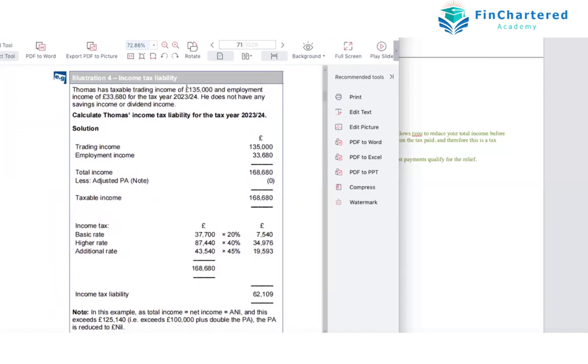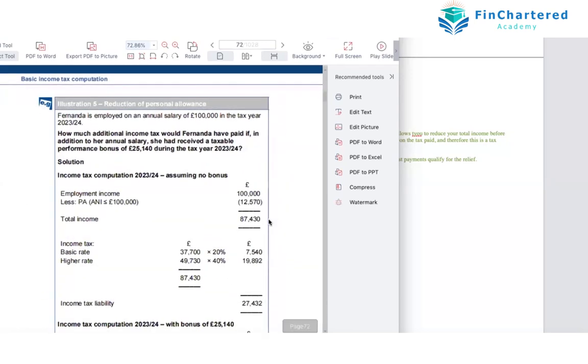Again, Thomas has a total income of 168,680. His personal allowance, even if you do the calculation, you can check it. But if you bring down, the excess is 68,680 and 50% of that is 34,340, which is more than the personal allowance. Personal allowance gone, no personal allowance. So taxable income is 168,680, of which 37,700 will be taxed at 20% and so on. So the tax liability is 62,109.